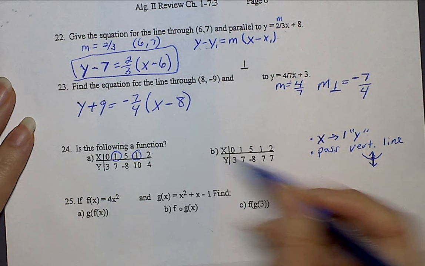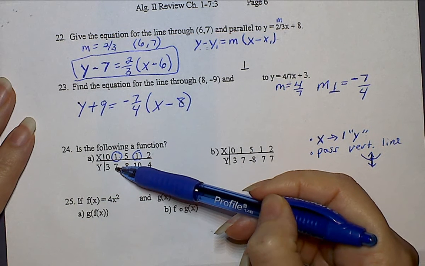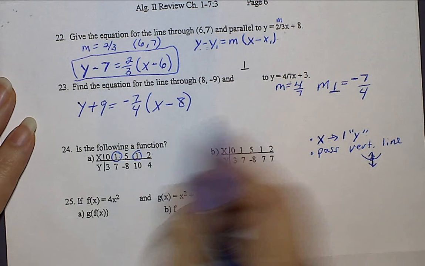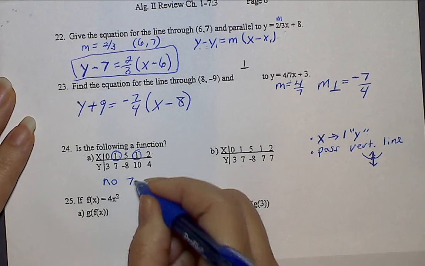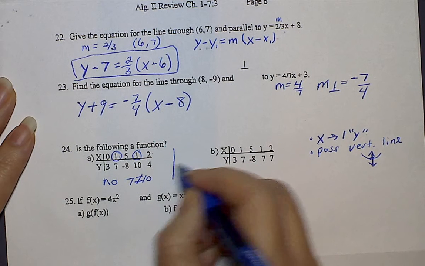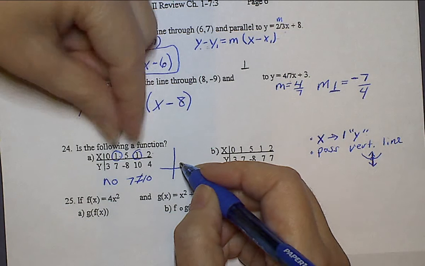So I have to look to see if they're the same numbers. Well, this one's 7 and this one is 10. So that's no, because 7 is not 10. It has to be the same number. And if you wanted to, you could just graph it and see. So I'm now only going to graph these 2 points because those are the only 2 points that matter.